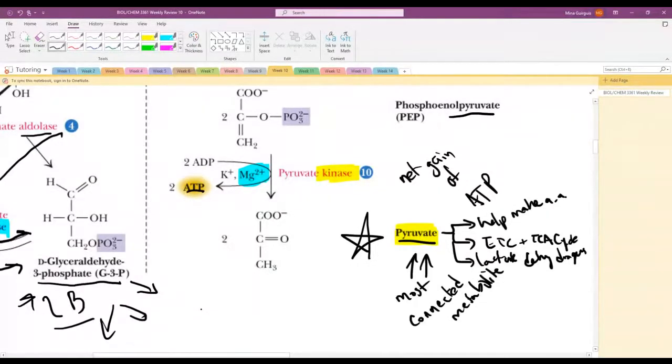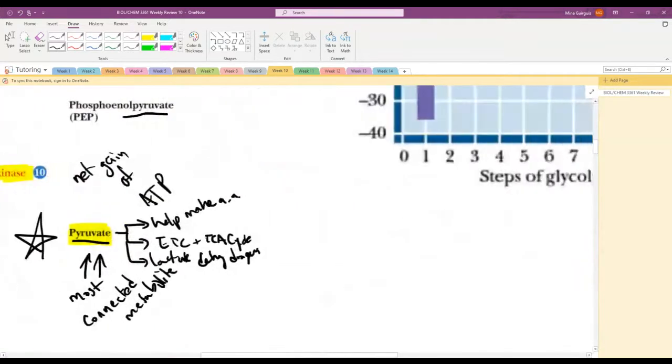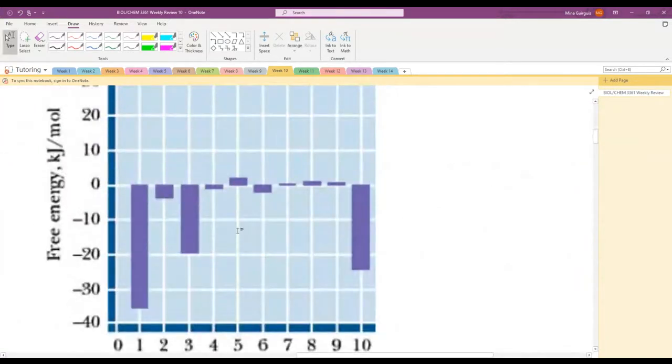Once again, we get two of them. I don't know if I mentioned that, I apologize if I forgot. Why do we get two? Because we had two G3P, and each G3P gives us one. All right, so I told you we're going to talk about the energy, and this is that energy.